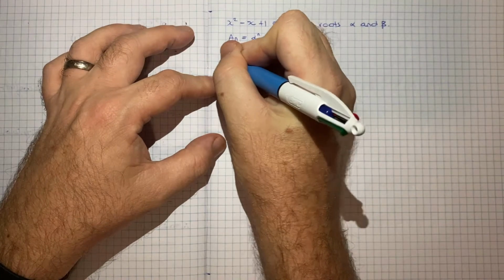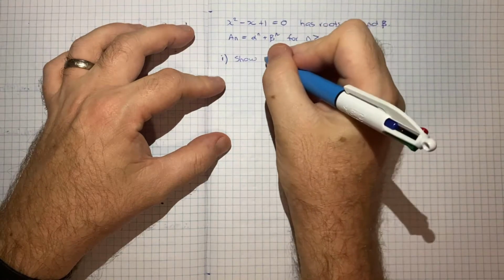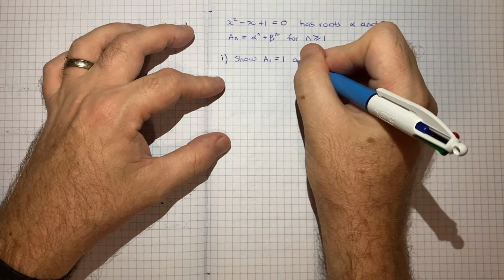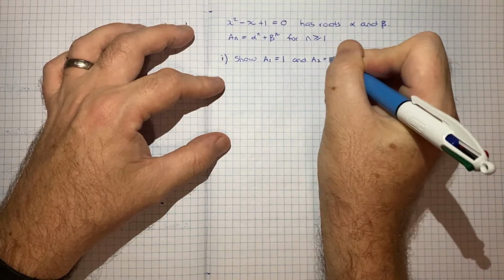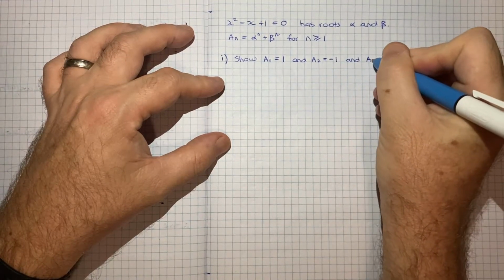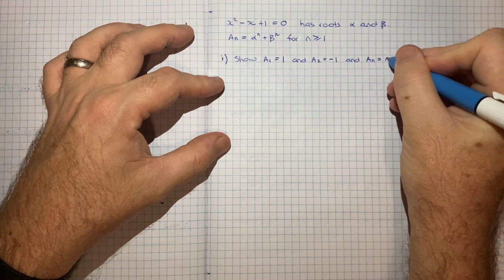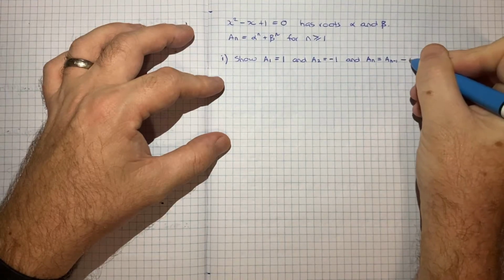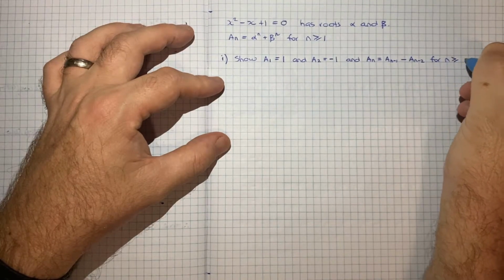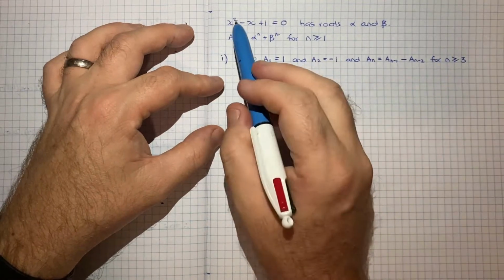So for part 1, we want to show that a of 1 is equal to 1 and a of 2 is equal to negative 1, and finally that a of n satisfies this recursive relationship, a of n minus 1 minus a of n minus 2, and that would be for n greater than or equal to 3. And we're specifically told to show these things without actually solving this equation.